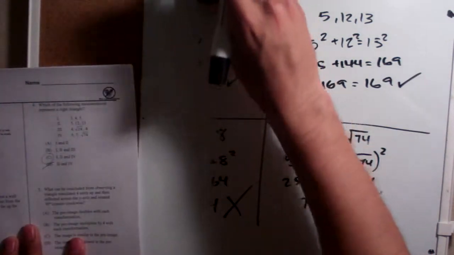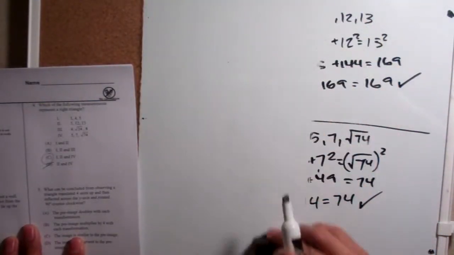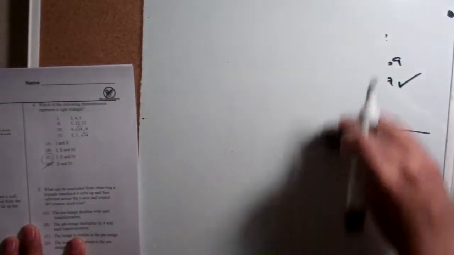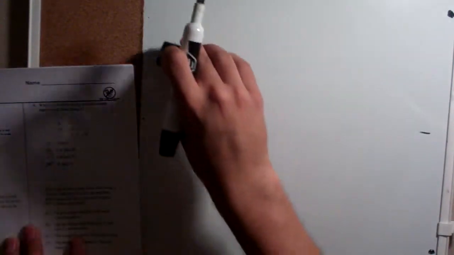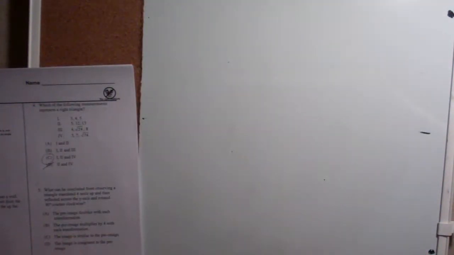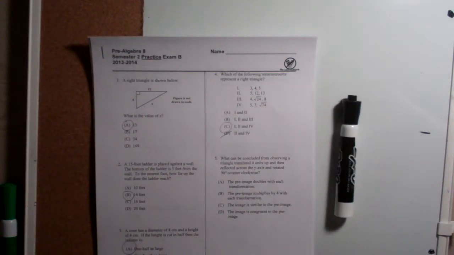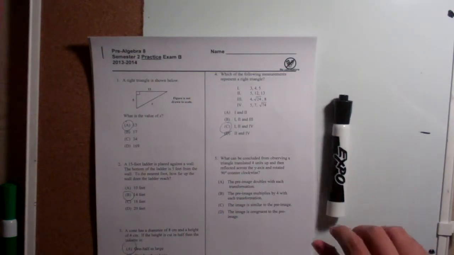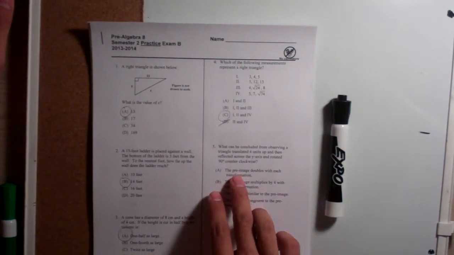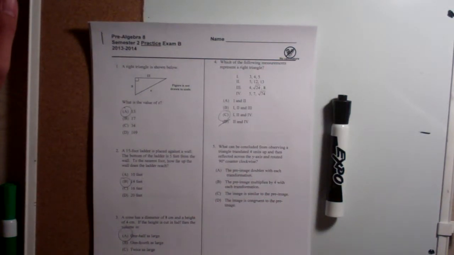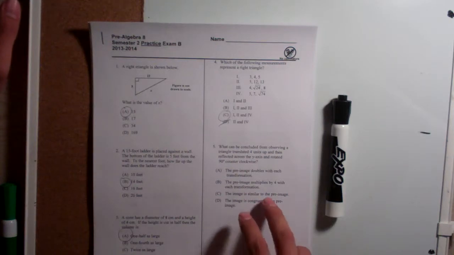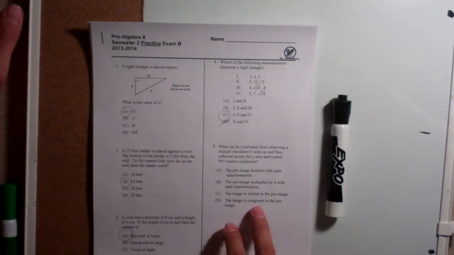Next one says, what can be concluded from observing a triangle translated 4 units up, then reflected across the y-axis and rotated 90 degrees counterclockwise. Okay. To represent our triangle, the fact that we're using a triangle is important here, but I'm just going to use my marker. And we're going to note what happens with the pre-image to the image. Does it double? Does it get 4 times as big? Is it similar? Or is it congruent?